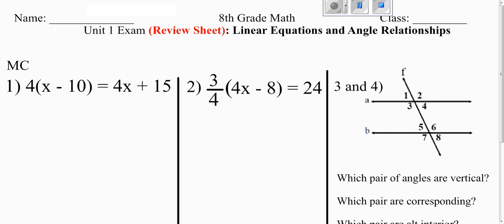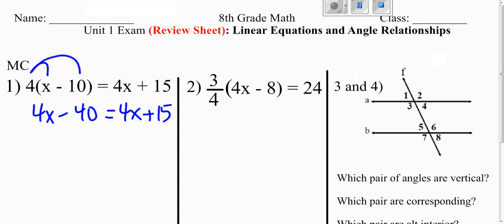Number 1 is a straightforward equation solving. On the left-hand side, you have to do the distributive property first. 4x minus 40 equals 4x plus 15. If you notice, there is a 4x on both sides of the equation. We learned in class that when that happens, there's either going to be no solution or infinitely many solutions.